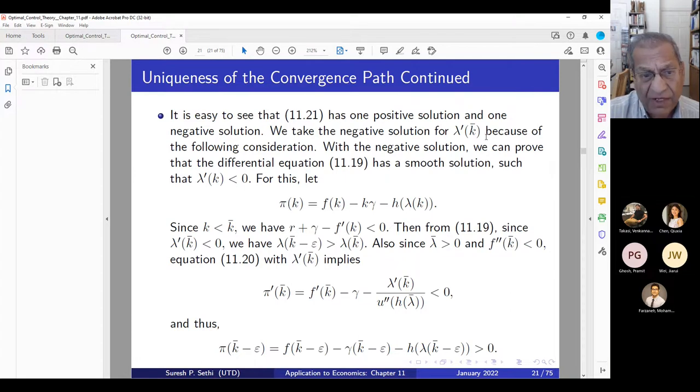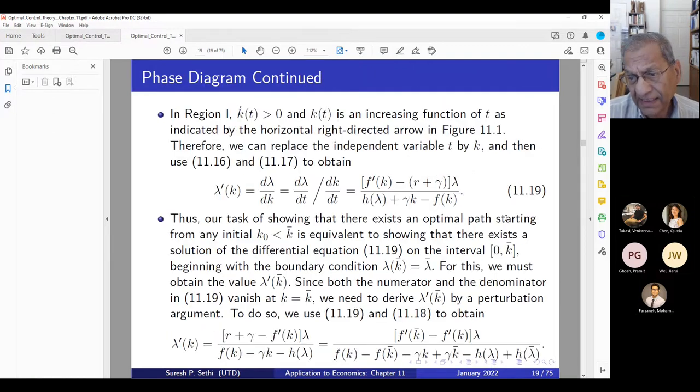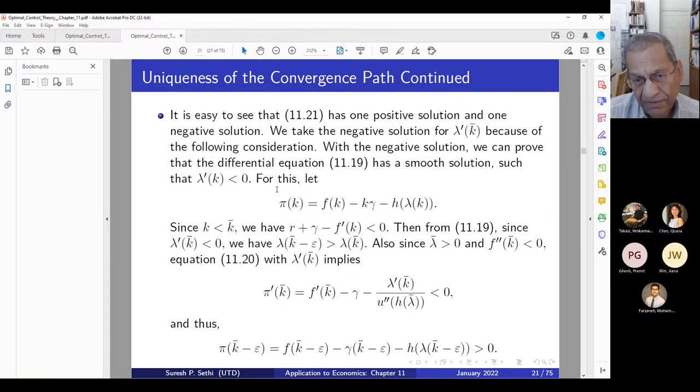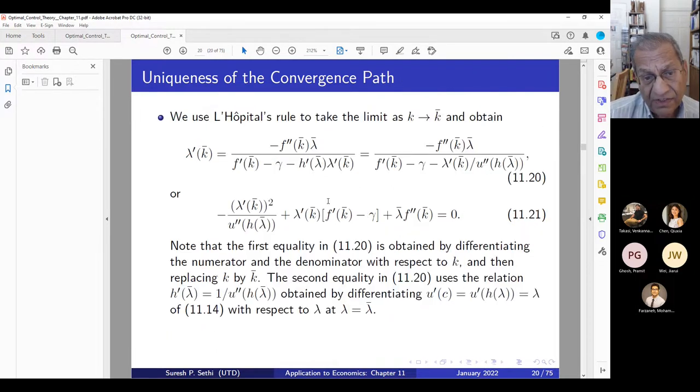We take the negative value because of the following consideration. For the negative solution, we can prove that the differential equation 11.19 has a smooth solution, meaning it has all the derivatives: lambda prime, lambda double prime, and all of that. So that's what I mean by smooth. And so we're going to choose lambda prime of k less than zero, a smooth solution such that this is less than zero, because we want lambda to decrease.